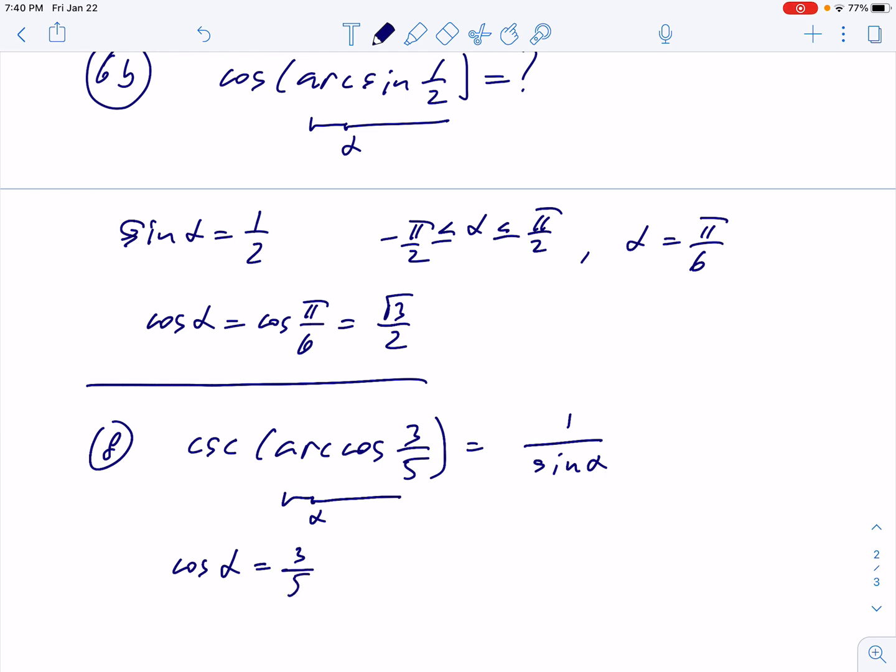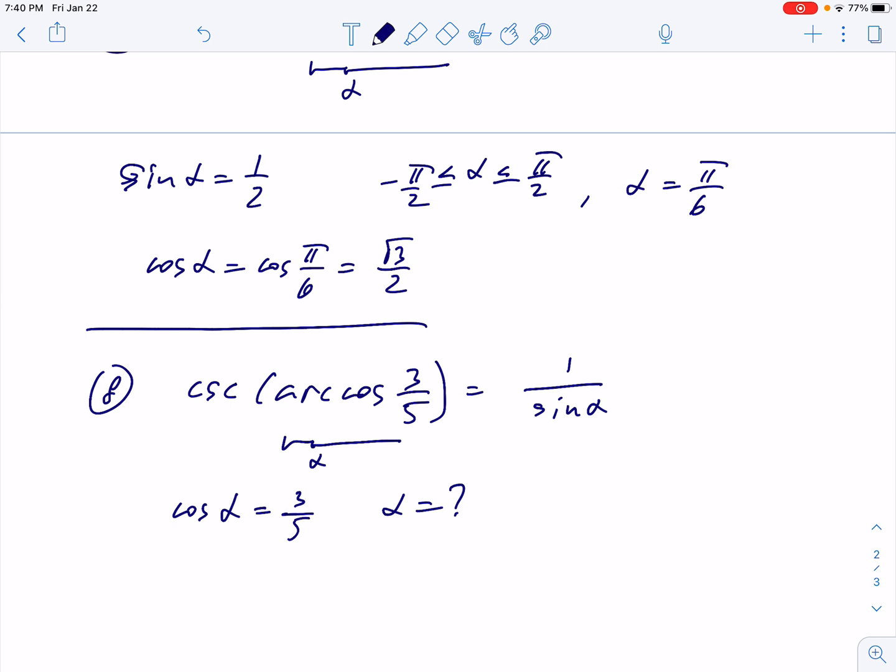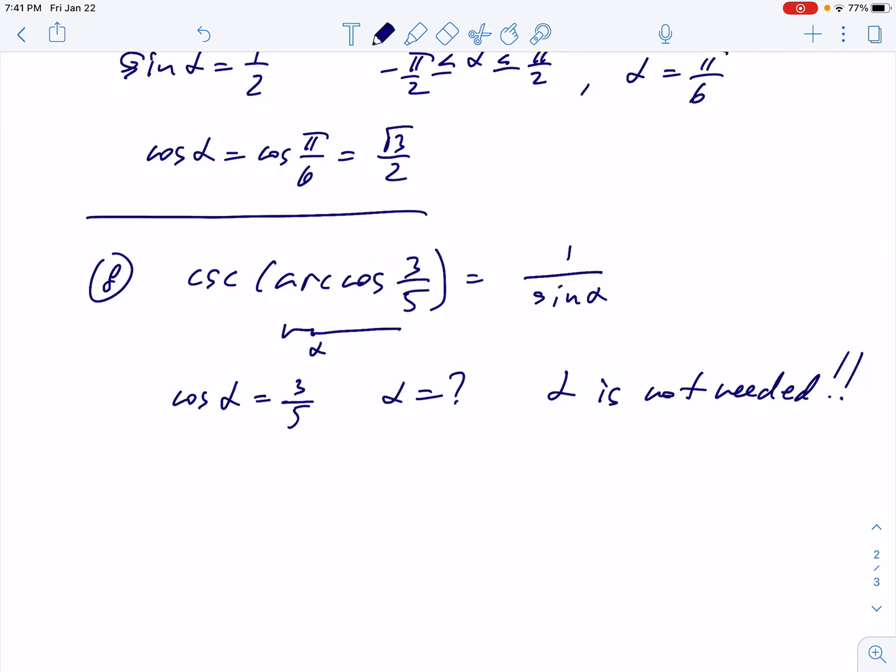3/5 is right in the domain of arc cosine. Now what is alpha? Well, it's not one of our standard angles. We don't recognize this value. So we have to reason quite differently. We don't need alpha. Alpha is not needed actually. What we need is sine alpha. And if we know the cosine of one angle, you can find the sine two different ways.